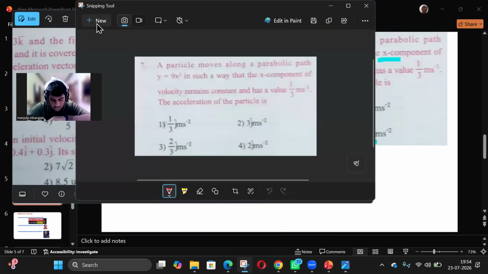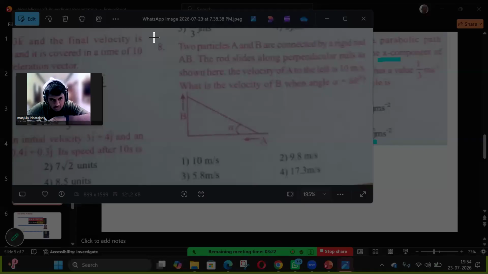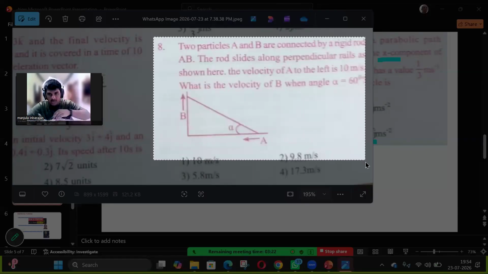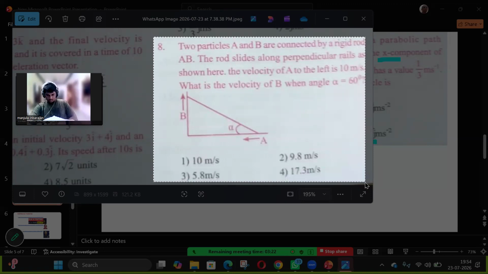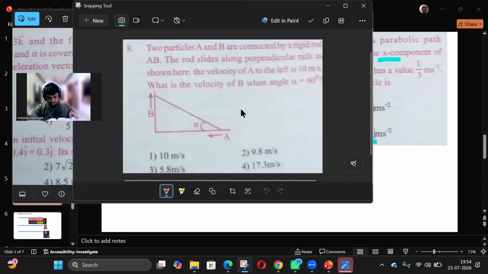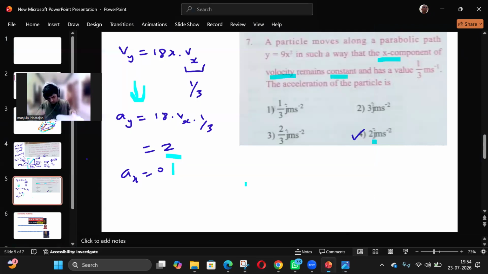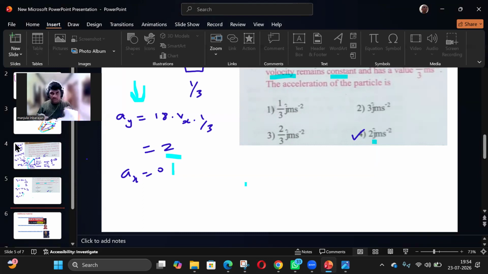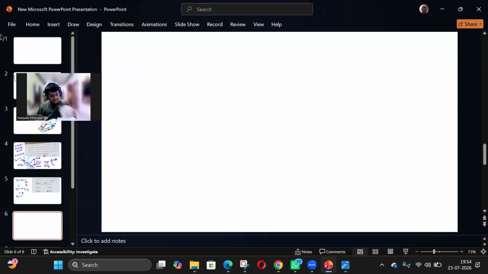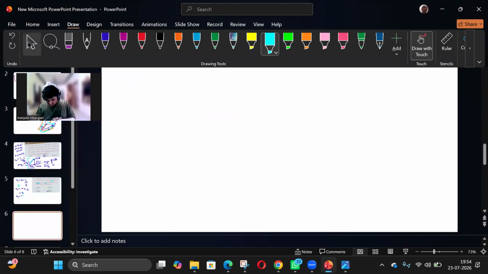Okay, you try it. Get the answer: root 3 into 10, 17.3. Check the answer. The seventh one is 4. The eighth one is 3.